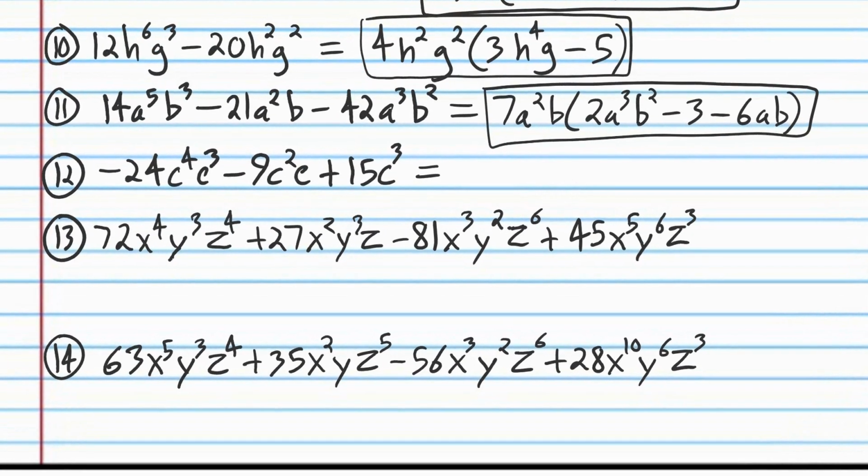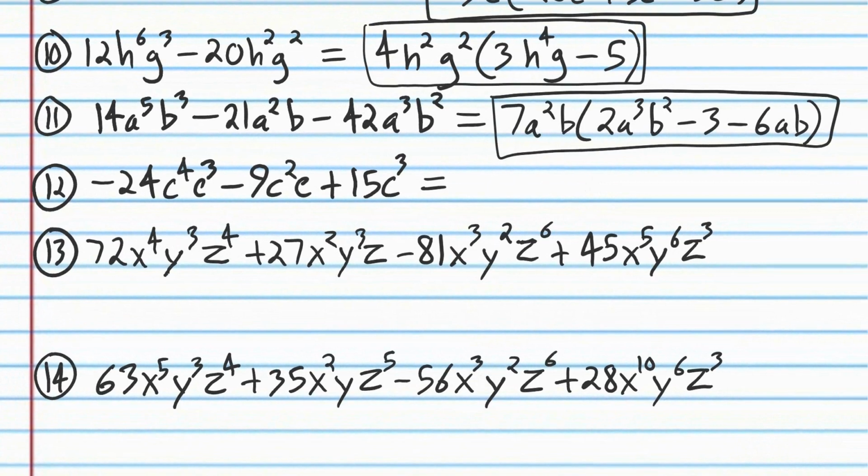All right, try number 12, and when you come back, we'll do it together. All right, we're back. So the greatest common factor of those numbers looks like it would be 3. And we have c to the second power is the smallest power of the c's. And then you can see on this last term we don't have an e, so we can't factor out an e from all those terms.